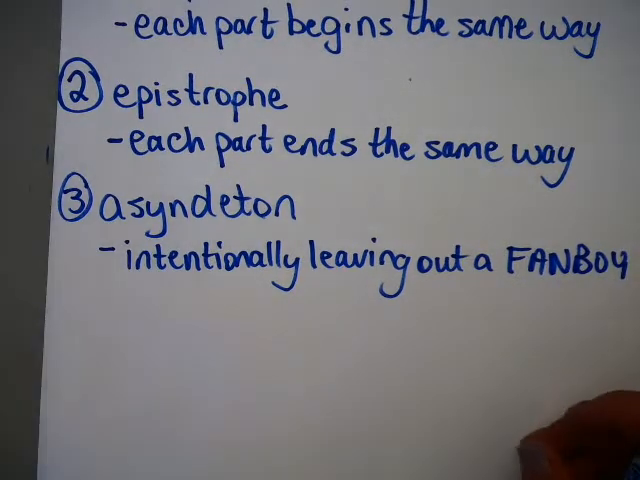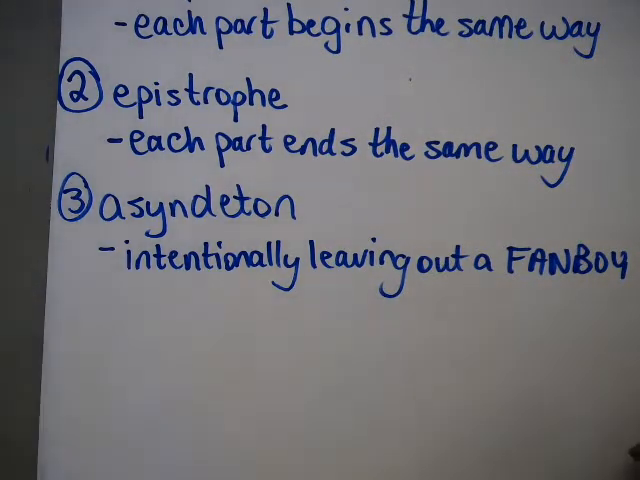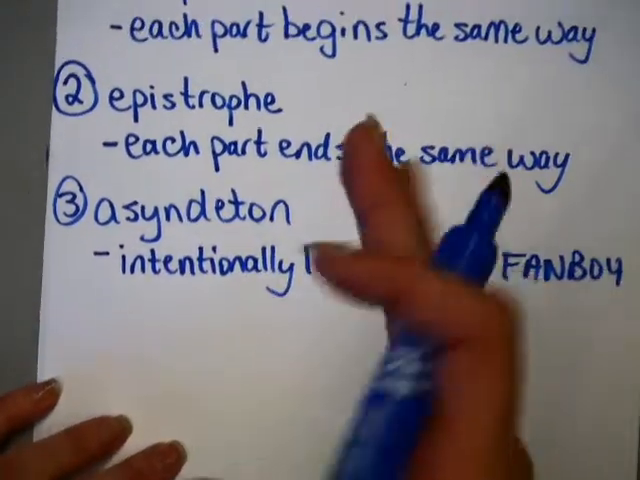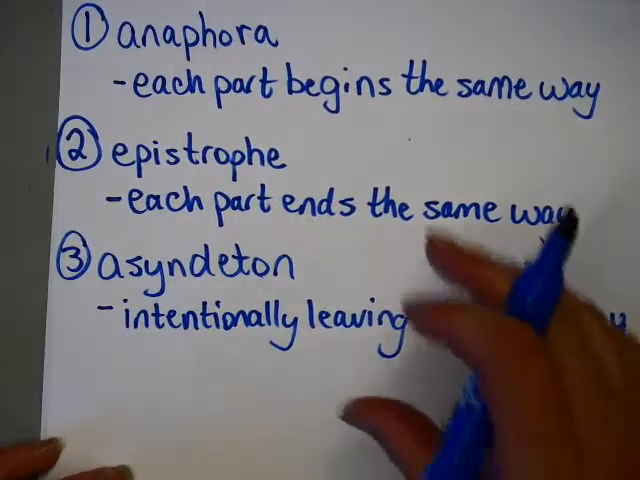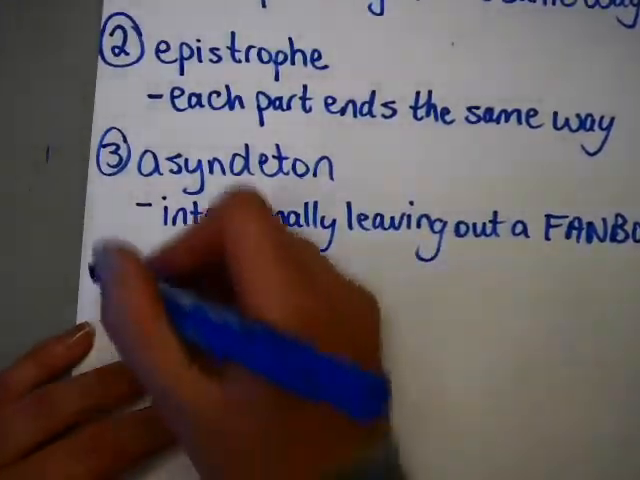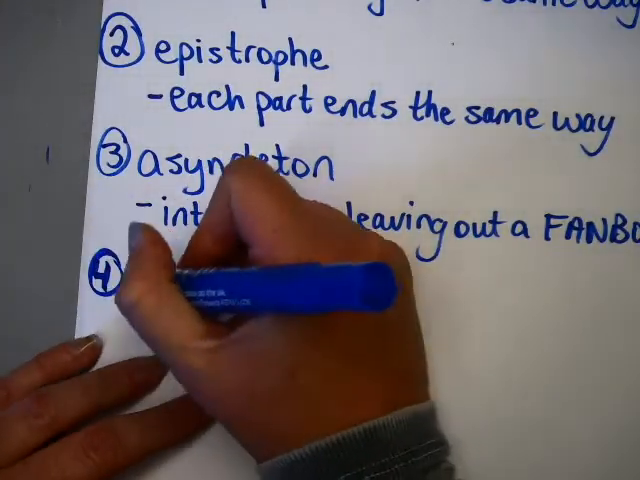Alright, so asyndeton: you're leaving out a fanboy on purpose, so you don't use a conjunction where it normally should be used. The one that is the opposite of asyndeton, and you'll find that a lot of these kind of go back and forth. They're partners in crime. So anaphora and epistrophe go together. Asyndeton and polysyndeton go together.